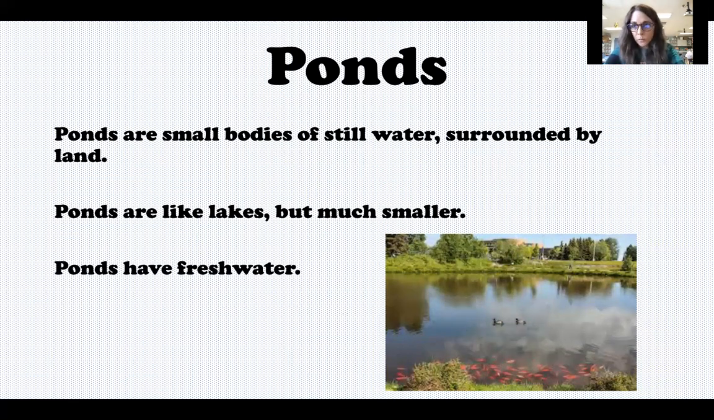Most ponds are freshwater. There are some areas close to the ocean where the ponds and the ocean water meet together, which we call an estuary, where you will find more salt water, but for the most part, ponds are freshwater. This one I would assume is probably freshwater. So when you think of a pond, think of a lake, but smaller.